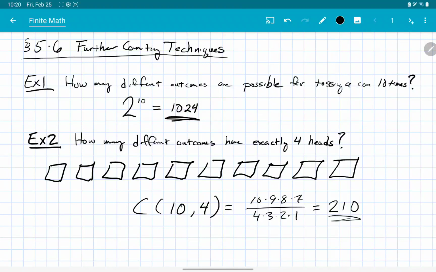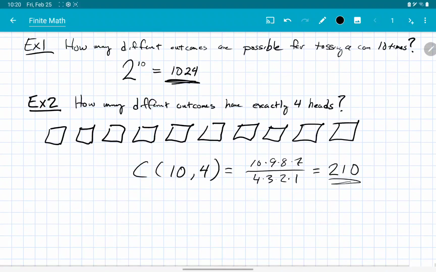And that's, of course, starting to talk about probability, right? But that's the next chapter, right? So we're just counting now. We're not talking about probability yet. We're just counting. So we've counted our 210. We're good. Okay. All right, let's think about another problem related to these coins.